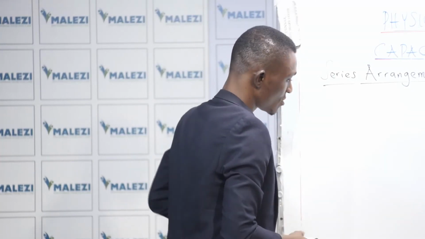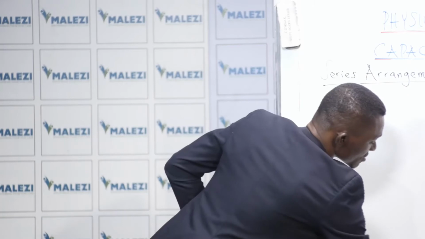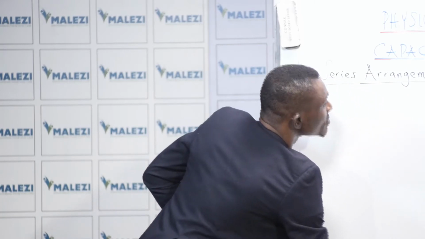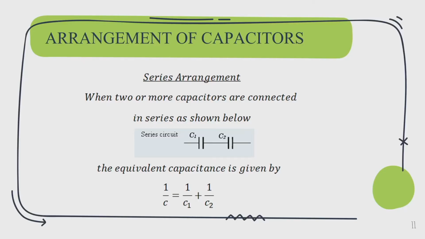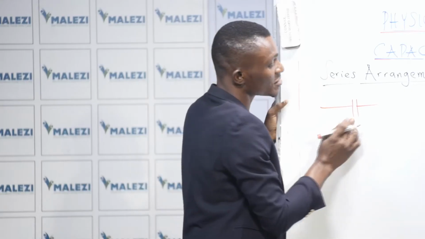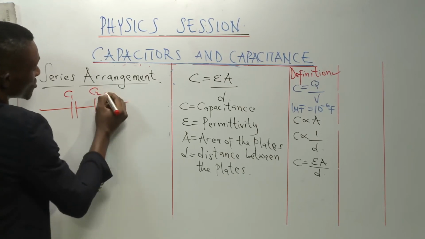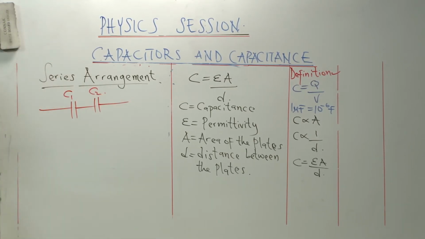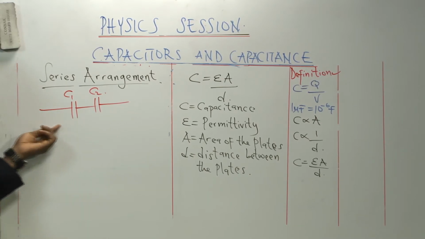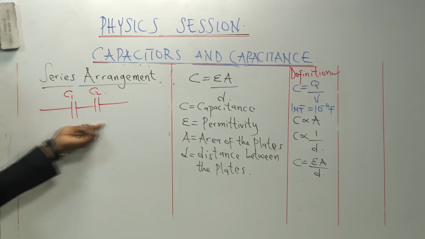Okay, so we have 2 capacitors, C1 and C2. Don't forget, this is the symbol of a capacitor. This is C1 connected to what? To C2. When we say 2 capacitors are in series, what we're just trying to talk about is that we have a single wire connecting them together.